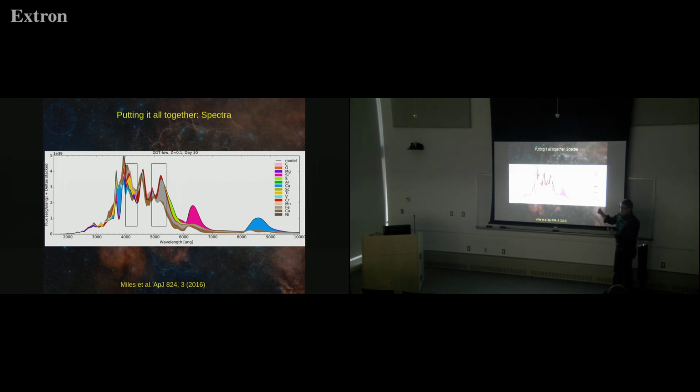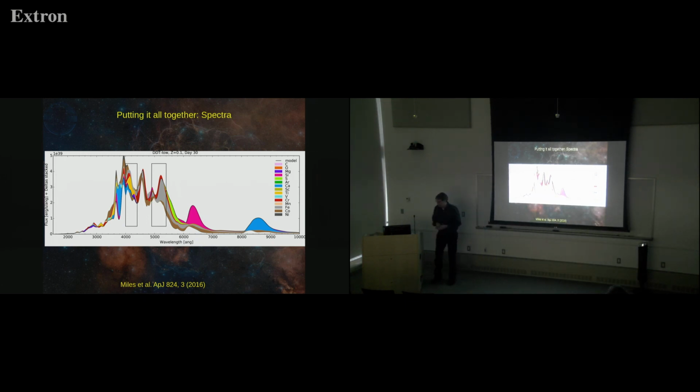And you can just turn off one of the opacities and see how it changes. So the different colors represent features that are explained by certain elements. And the overall spectrum is the solid black curve along here. And this actually matches pretty well to the observations. Okay, so that's putting it all together.